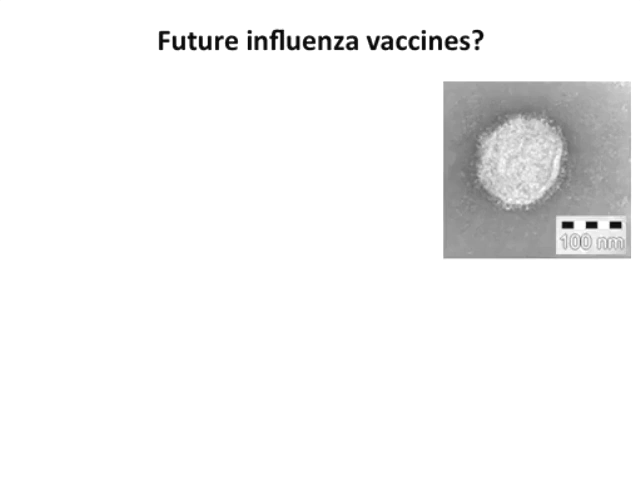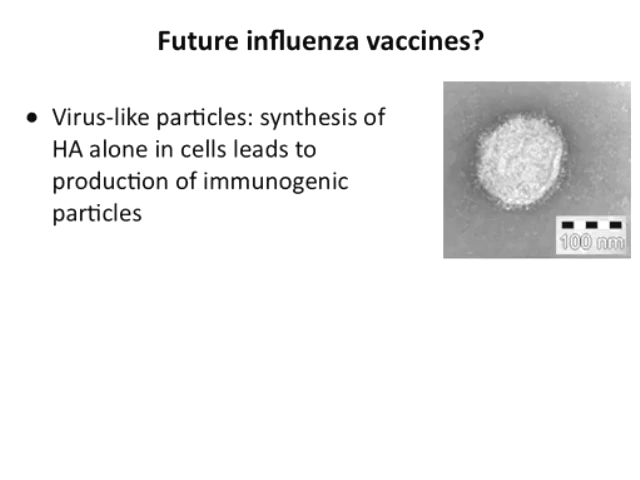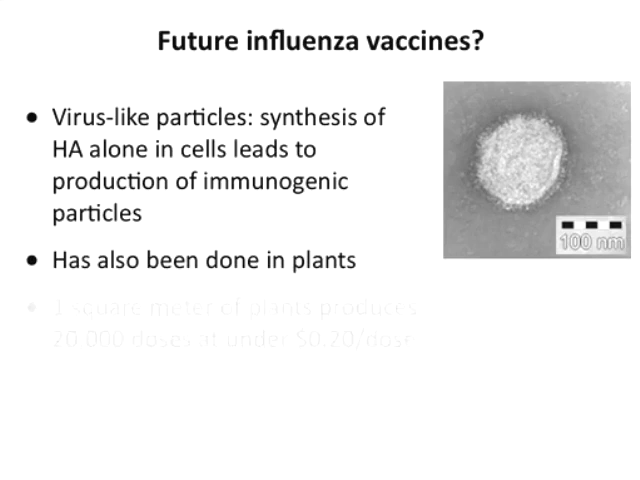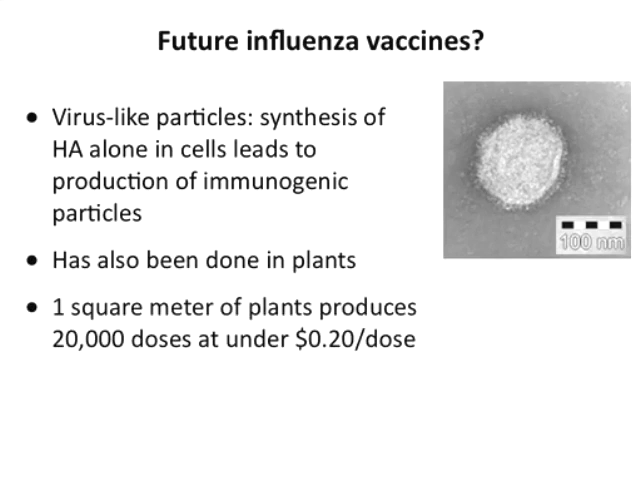And these have been shown to be immunogenic and produce protective antibodies. So HA alone gives you particles. Now, this has been done in mammalian cells and insect cells, but what I find the most interesting is it's been done in plants. You can engineer plants to make these particles. And you can do it in tobacco plants. They're very easy to genetically engineer.